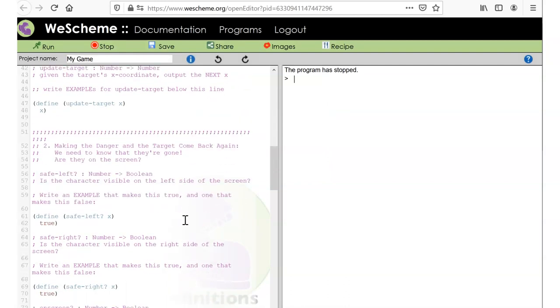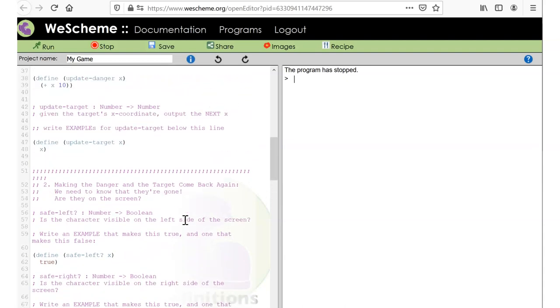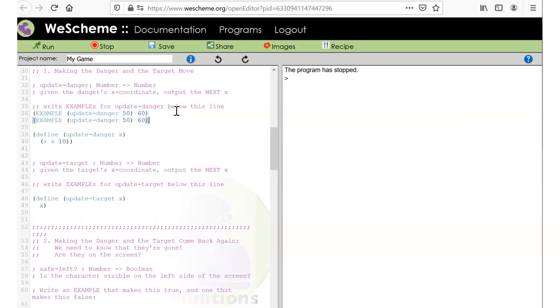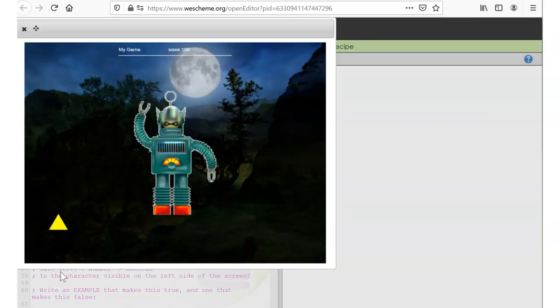So in that case, now I can write some examples. If I want to keep him moving to the right, then I want to say example, update danger 50, and he would want back a 60, right? Let's do another one. And let's see, if he is zero, I usually start with zero. I don't know why I didn't start with zero. We get 10. Let's save. Let's run. There he comes. All right.